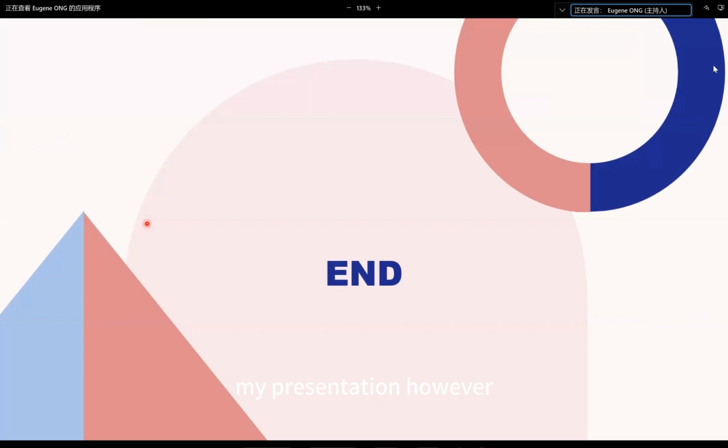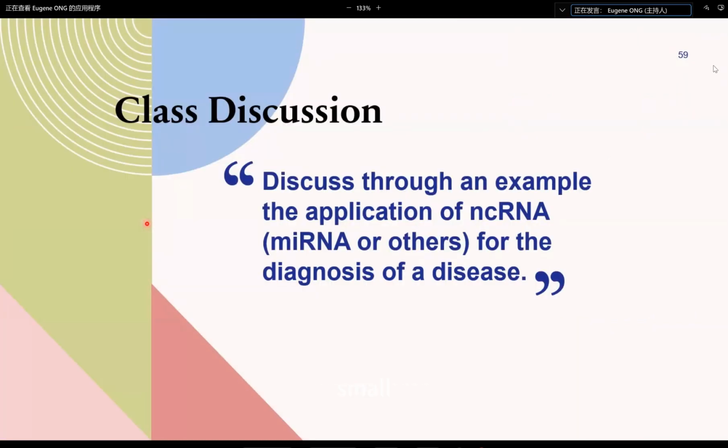my presentation. However, there is a small activity that we have to do today before we finish our session. So the class discussion is to discuss, through an example, the application of non-coding RNA. You can use either microRNA or any other non-coding RNA for the diagnosis of a disease.